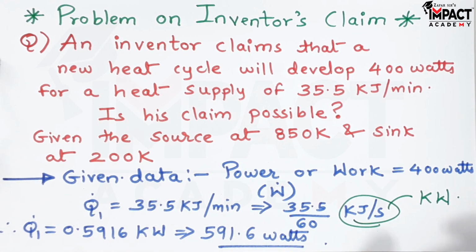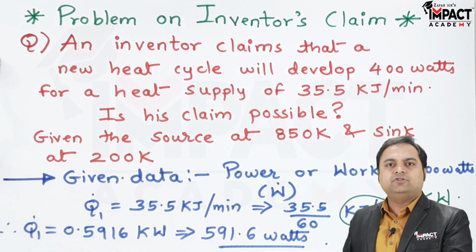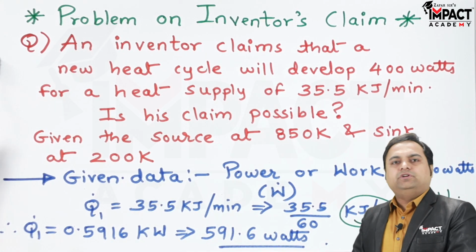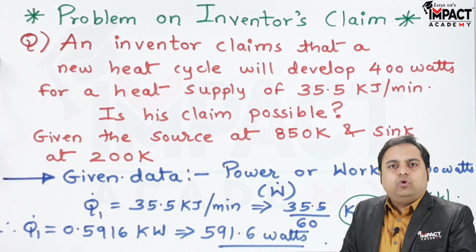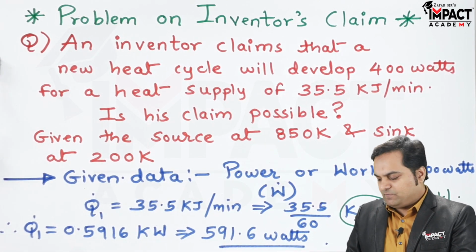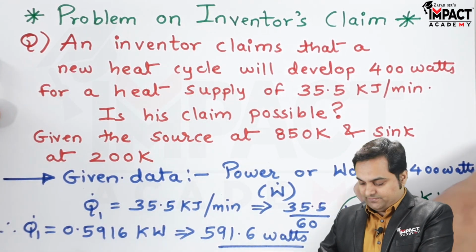And so for these conditions, the inventor has developed an engine which is producing a power of 400 watts by taking in heat of 591.6 watts. So we have to check whether whatever he is claiming is true or not. For that, I'll explain it in the solution part.